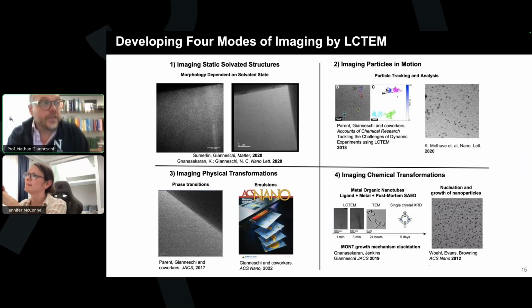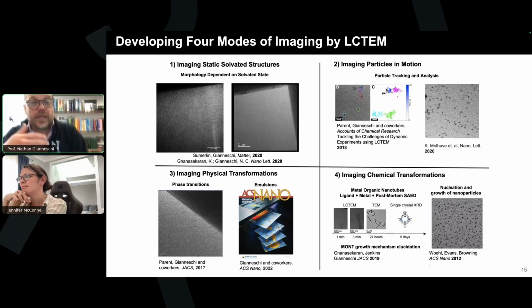And then we've always made this description that there are 4 imaging modes. Maybe there are more, and maybe I'm wrong, but this is the way we think of it, right? Just static solvated structure. Most people making materials like this care about that. And that's what people have done with cryo-TEM.